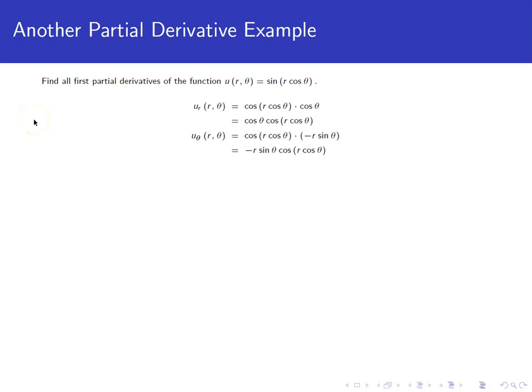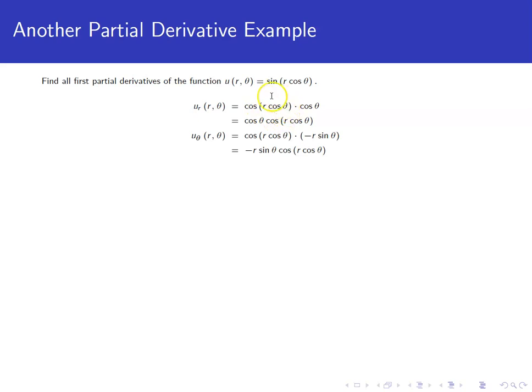In this video, we're going to look at another example of a partial derivative. So we're being asked to find all the first partial derivatives of the function u of r theta equals sine of r cosine theta. So when we look at the partial with respect to r, remember we'll treat theta as the constant. Well, our outside function here is sine, so the derivative of sine will be cosine. So we get cosine of r cosine theta.